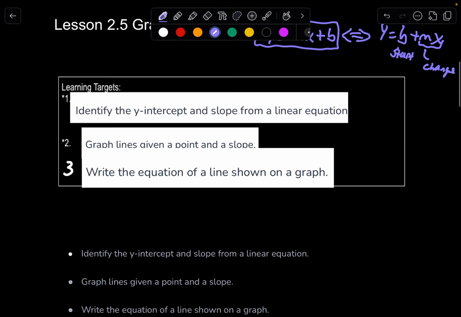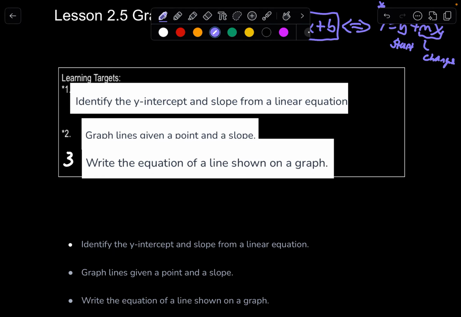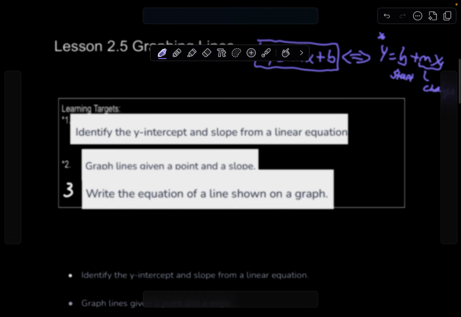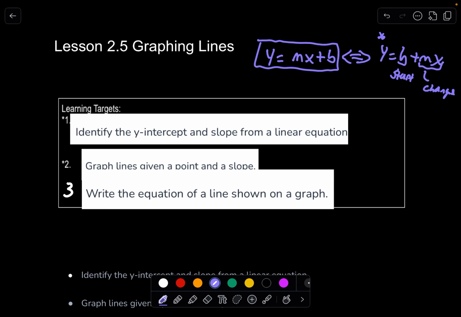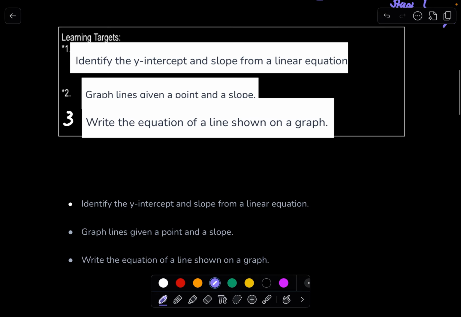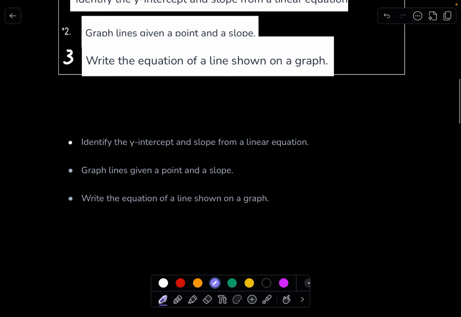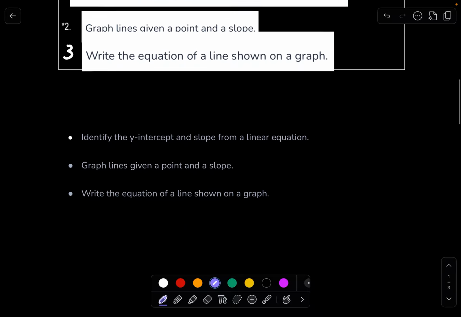All right, so we're going to learn to identify the y-intercept and slope from a linear equation. We're going to learn to graph lines given a point and a slope. And then we're going to learn to write the equation of a line shown on a graph. All right, those are the learning targets. Write those down.